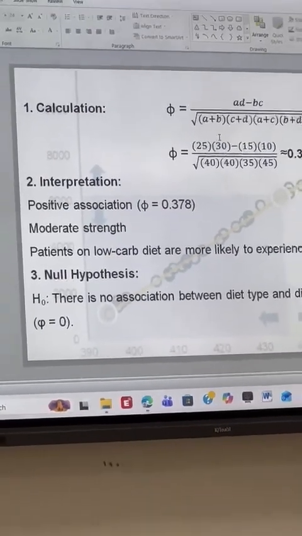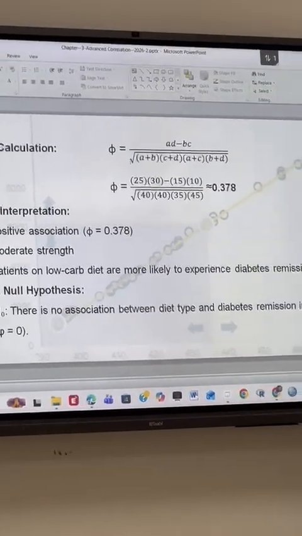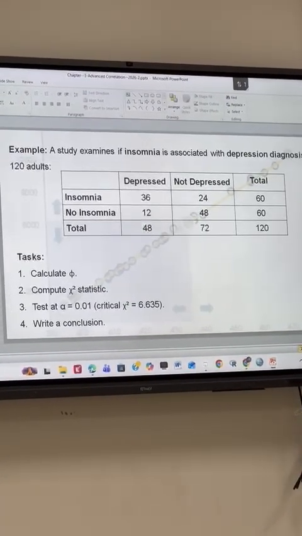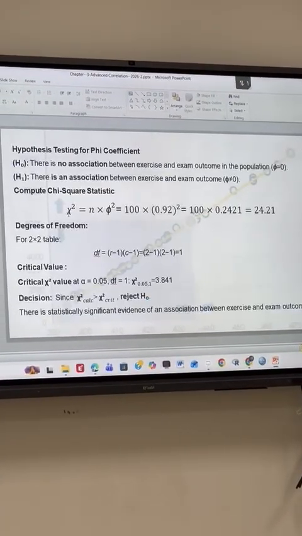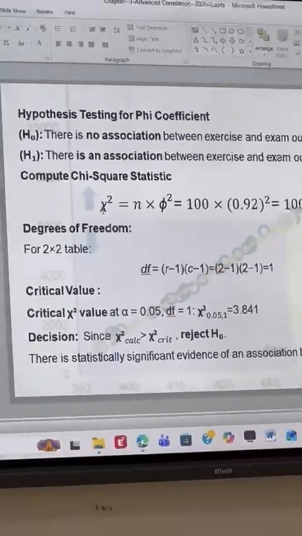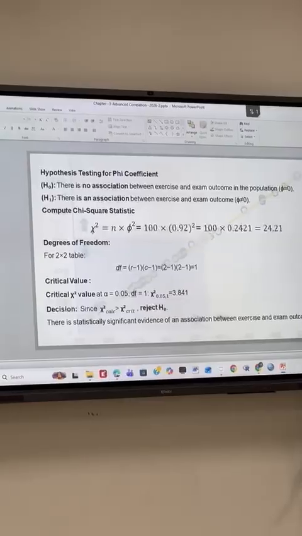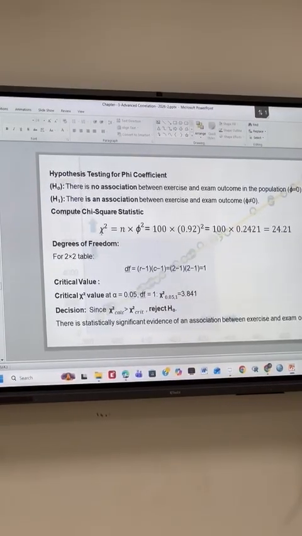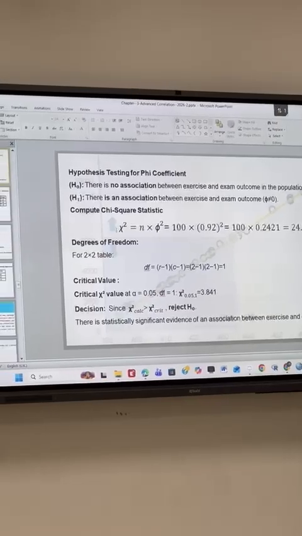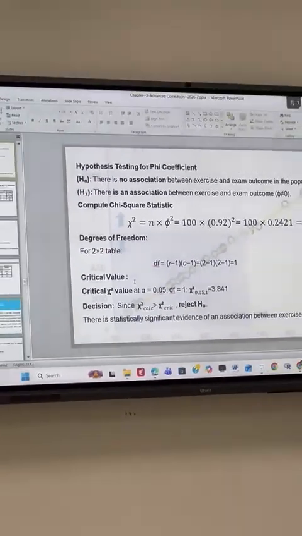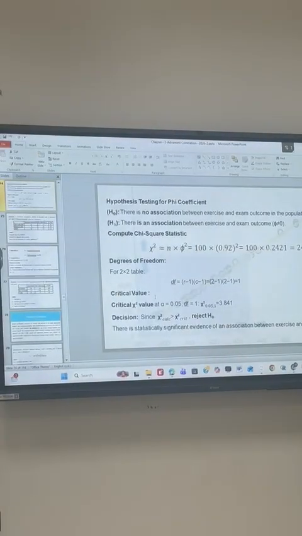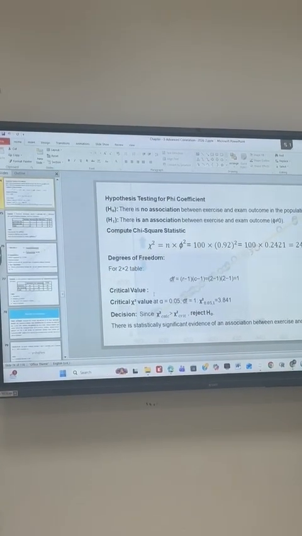Which test is used to test the hypothesis of the phi coefficient? Answer is the chi-square test. Again, which test is used to test the hypothesis of the phi correlation coefficient? Chi-square test. Clear?